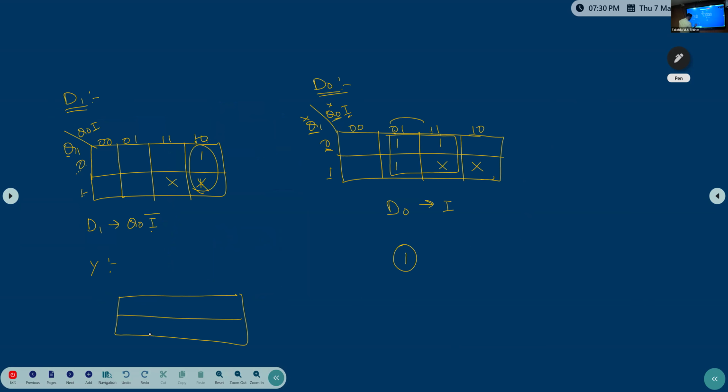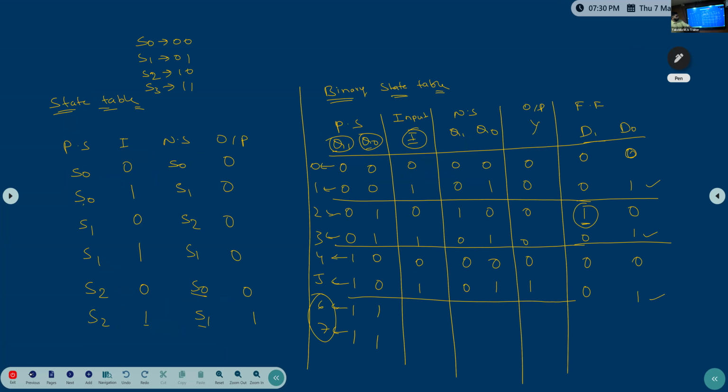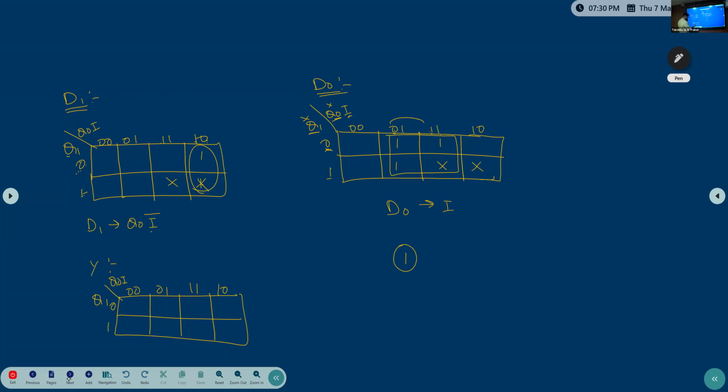How many variables are there? Three. So, 3 variables: Q1, Q0, I. The values are 0, 1, 0, 0, 0, 1, 1, 1, 1, 0. It is high only at 5, which means 101 in this case. After this it is not high, but 6 and 7 are don't care cases.